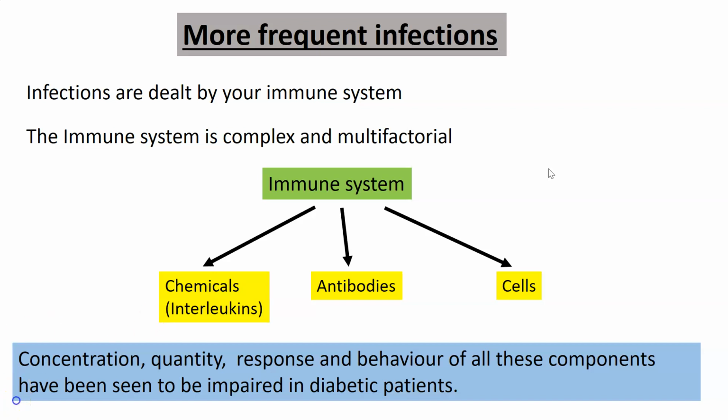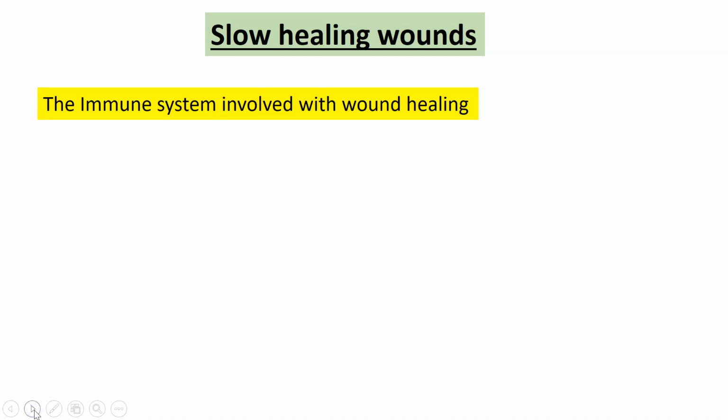Right then. Okay, so the next bit follows on quite nicely to infections, and that's the process of wound healing. The wound healing process in diabetic patients is a lot slower. Now again, in terms of wound healing, not only is the immune system responsible for fighting off infection, it's also involved with healing wounds. So we know that the immune system is impaired, so it makes sense that wound healing is slowed down.